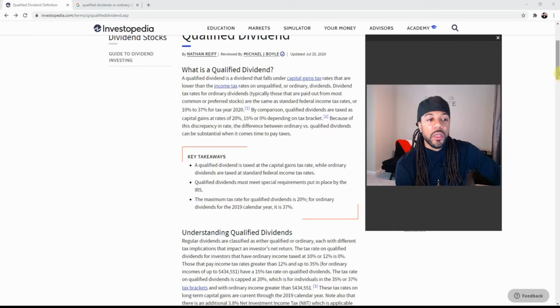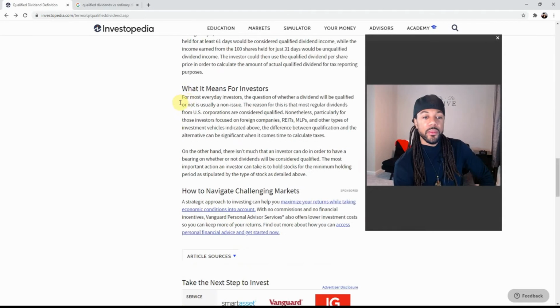And I do want to point out one more key takeaway that Investopedia pointed out. Around this last paragraph, it says what it means for investors. For most everyday investors, the question of whether a dividend will be qualified or not is usually a non-issue. The reason for this is that most regular dividends from U.S. corporations are considered qualified. Nevertheless, of course, it's different for REITs and MLPs. They have their own tax rate. REITs get taxed at a whole different rate. But I do want to add, I'm not a tax advisor. I just wanted to point that out in case you ever heard qualified dividend and ordinary dividend and you didn't know what it was. Just some facts.